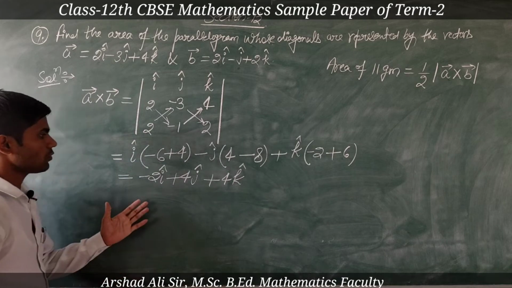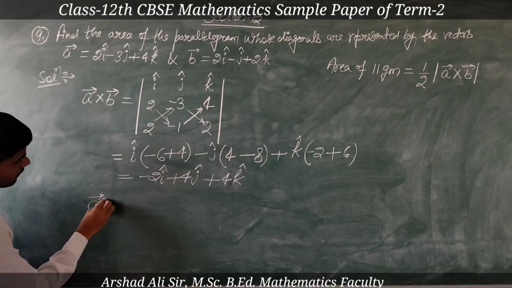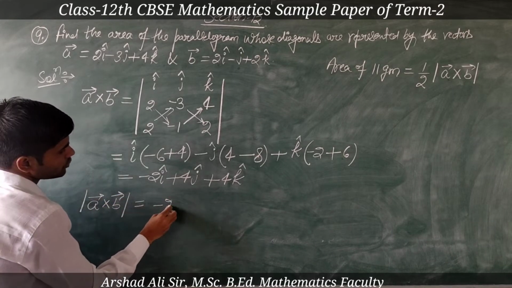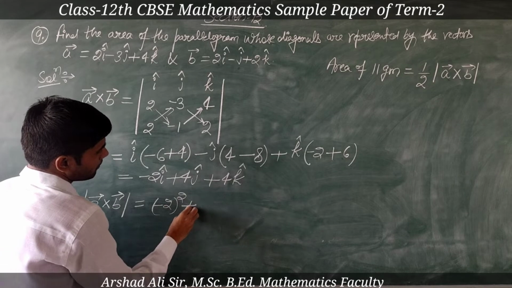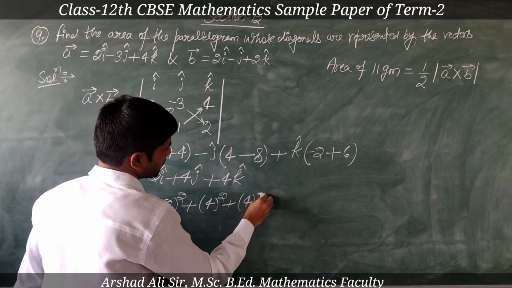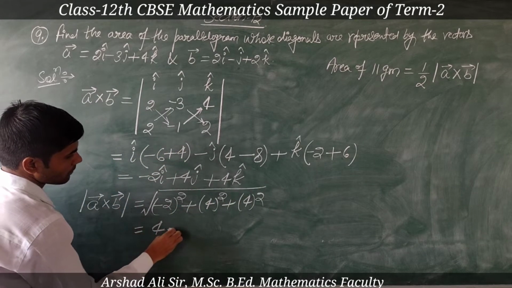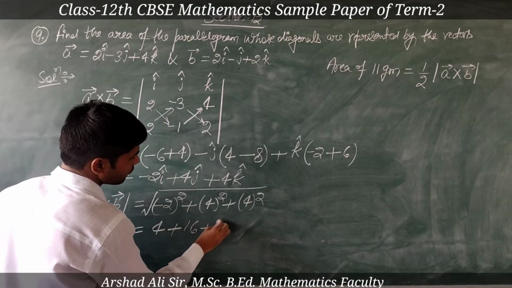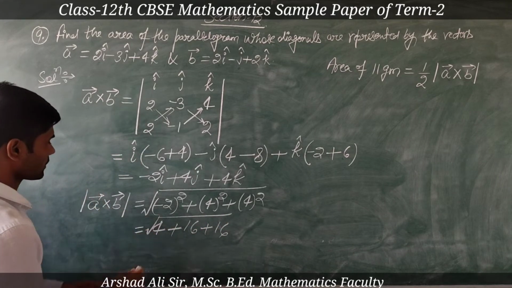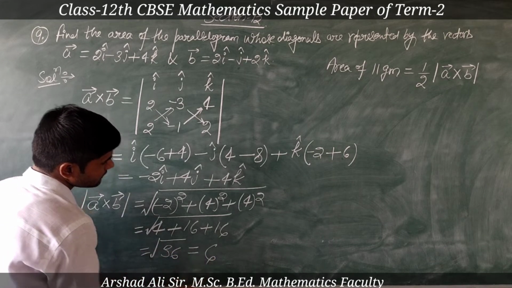So it is the value of the cross product of A and B, but we have to find the magnitude of A cross B. Minus 2 square plus 4 square plus 4 square, okay, and square root. Minus 2 square will be 4, 4 square will be 16, 4 square will be 16, 16 plus 16 is 32, plus 4 is 36. It means the square root of 36 will be 6.